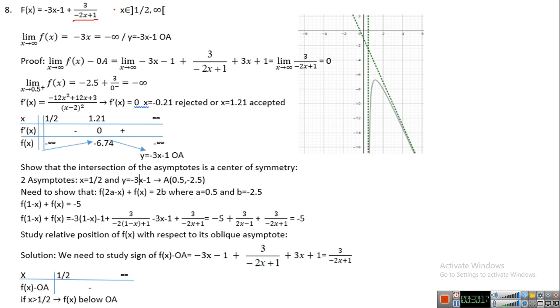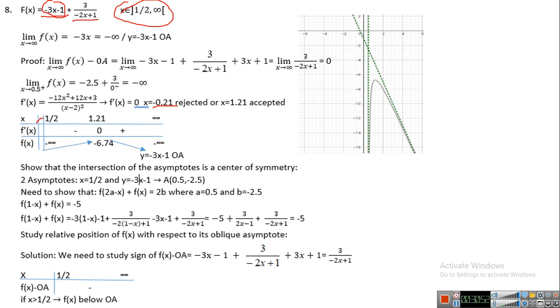First of all, limit at infinity. A number over infinity is 0, you have minus infinity, and no need to do the division because already the oblique asymptote is minus 3x minus 1. And to prove it, you do f of x minus oblique, which remains 3 over minus 2x plus 1, which is 0. And limit as x tends to 0.5. Here minus 2.5, here 0 minus, you check, minus infinity. You do the derivative, you have two values. Minus 0.21 is rejected because it's not in the domain, and you have 1.21 which is accepted.